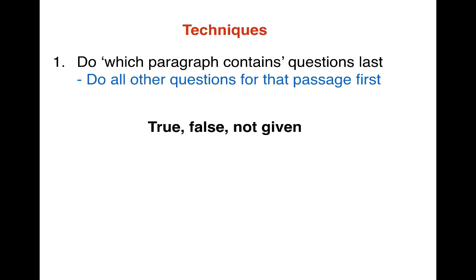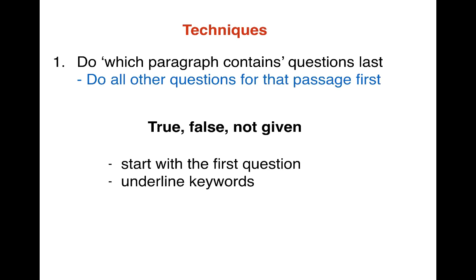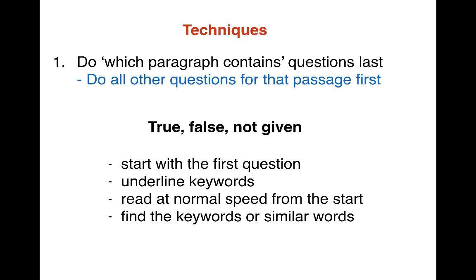Here's a quick reminder of some techniques for true, false, not given questions. Start with the first question, underline keywords, read at normal speed from the start, find the keywords or similar words in the passage to get the answer. Let's do the true, false, not given section now, and it starts with question 6.